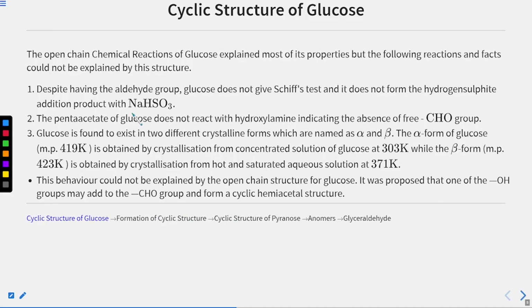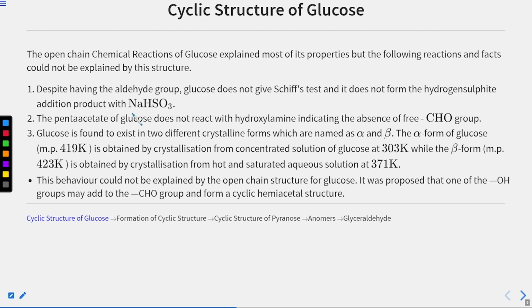So first of all, why is this cyclic structure being proposed? What is the reason behind it? The reason behind it was that some of the chemical properties were not in accordance with the structure that was proposed. Means the structure was not able to explain all the chemical properties that glucose shows. So for that, the cyclic structure was introduced.